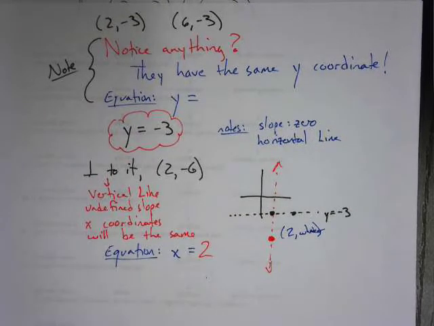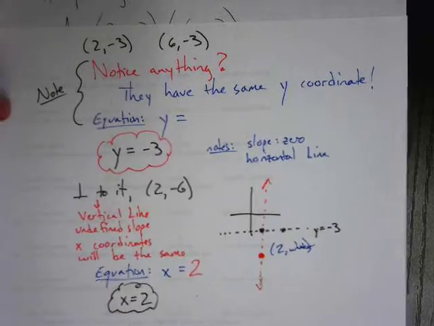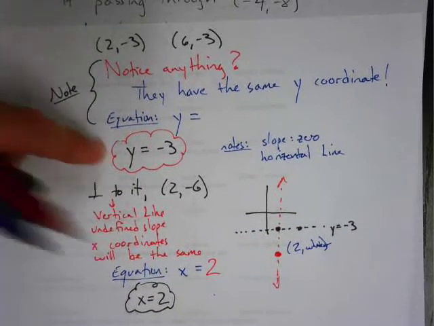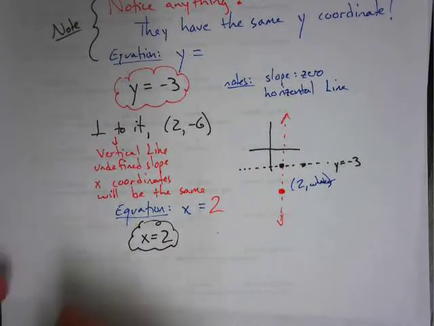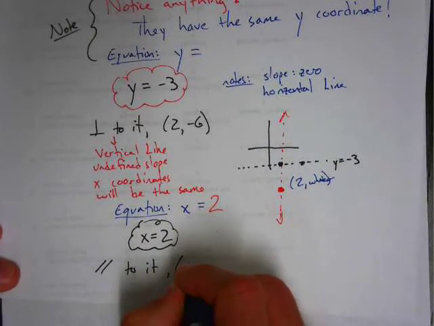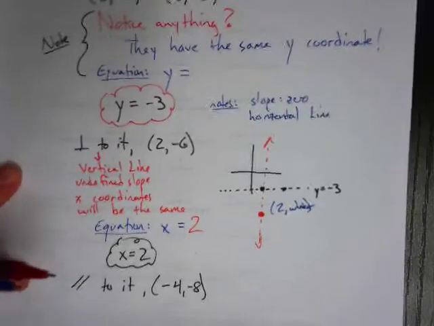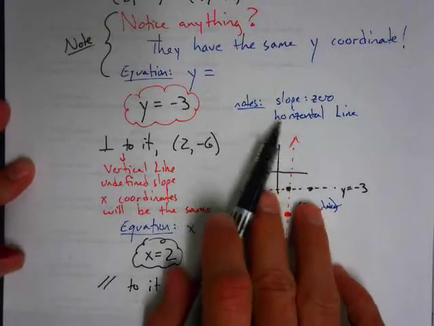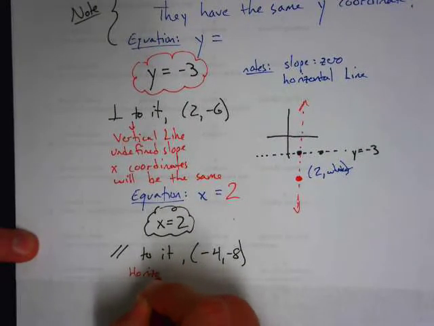All right, so now we have answered the second question. Perpendicular to it, passing through 2, -6. X equals 2. And then the third question, parallel to the original, passing through -4, -8. And so now the third question, parallel to it, passing through -4, -8. Well, parallel to horizontal, right? Remember the original thing was horizontal. Parallel to horizontal is horizontal again. But this time through a different y coordinate.